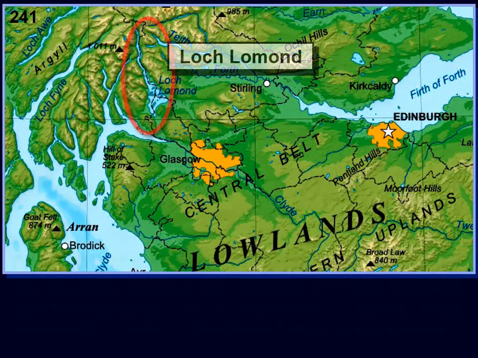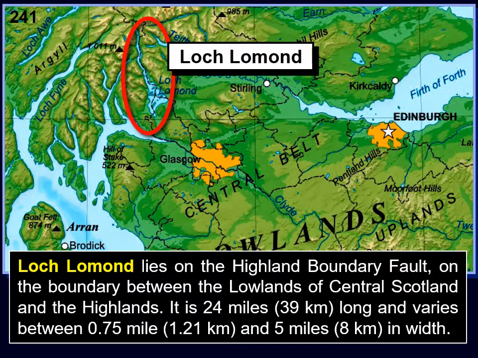Loch Lomond lies on the Highland Boundary Fault, on the boundary between the lowlands of central Scotland and the Highlands. It is 24 miles, 39 kilometers, long, and varies between 0.75 mile, 1.21 kilometers, and 5 miles, 8 kilometers, in width.